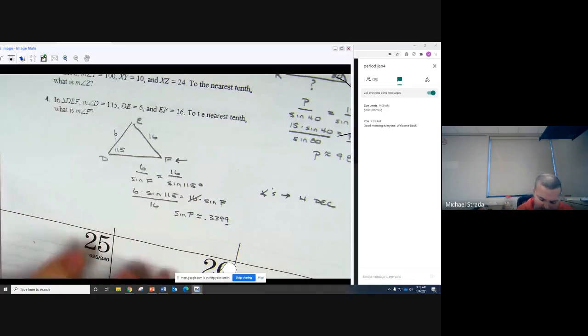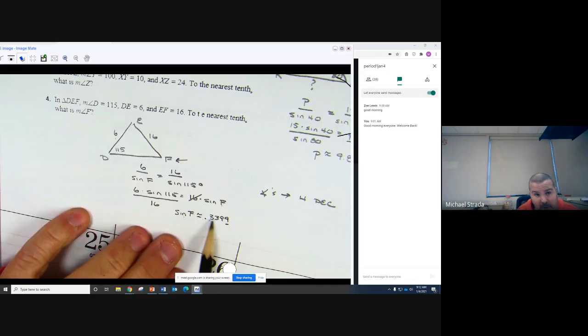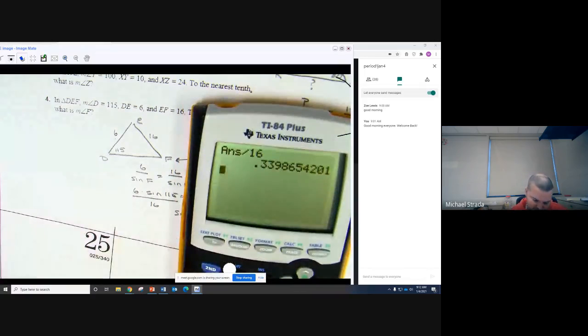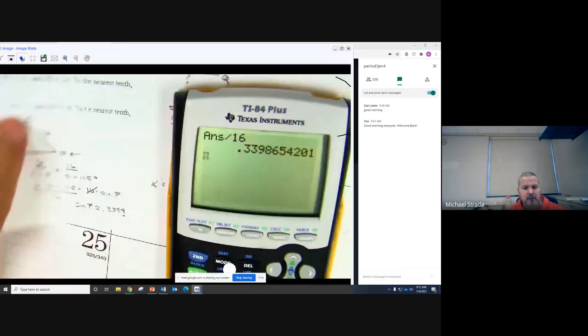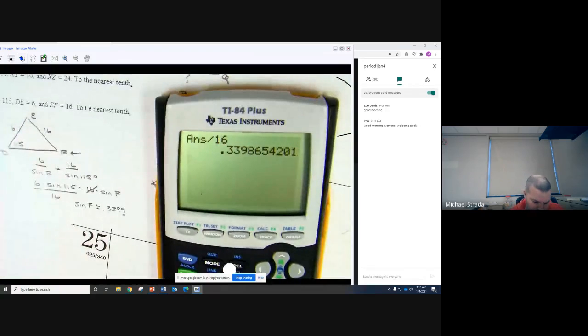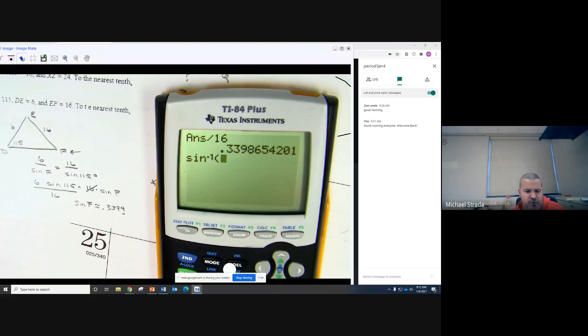Now they're telling me that the sine of F is 0.3399, which tells me I'm going to use inverse trig. So remember to do that. I hit second first. Since I'm using sine, law of sines, that's what we're going to do. So the sine -1 should show up, and then the 0.3399. And it gives me 19.87.